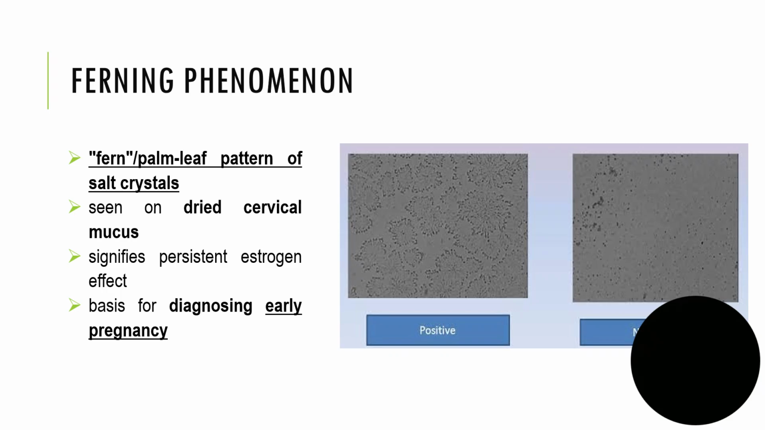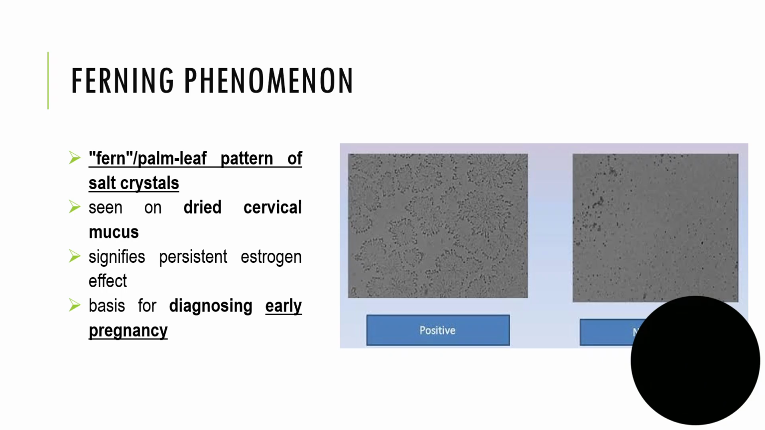The ferning phenomenon, also known as arborization, refers to the characteristic fern or palm leaf pattern formed by salt crystals when the cervical mucus is allowed to dry on a glass slide. This pattern signifies persistent estrogen effect. During the follicular phase, estrogen causes the cervical mucus to become thin, watery, and high in salt content, ideal conditions for crystal formation when it dries.